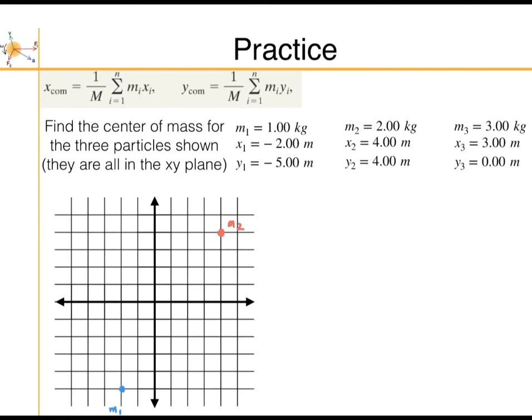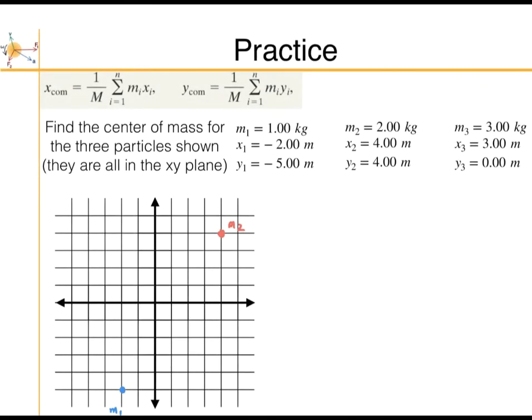And then m3 would be located at x equals 3 meters, y equals 0. So that would be somewhere maybe around here, and that's the biggest of the 3. There's m3. So the center of mass is going to be somewhere between these 3. It's going to be somewhere around here. I'm guessing, we're not exactly sure yet, but there's 3 objects, and we can use our equations to calculate the center of mass for these 3 things. So let's try it out.